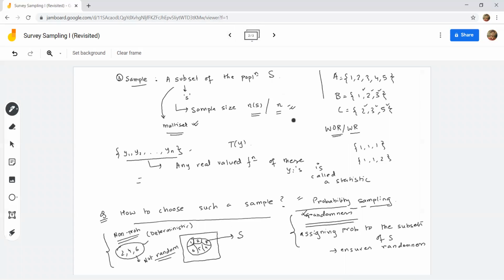I did not understand. Do we know that the population is from a normal distribution or something like that, or are we just assigning? No, no, no, no. I'll just give an example so that it is clear.